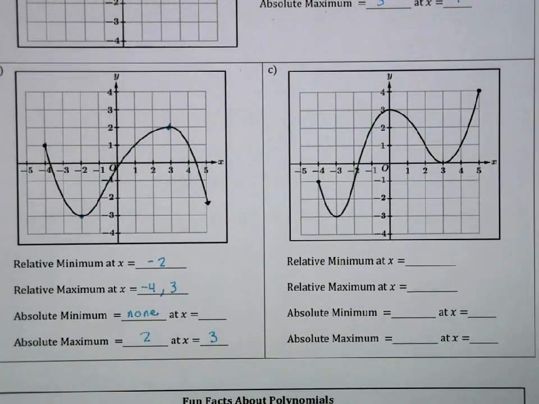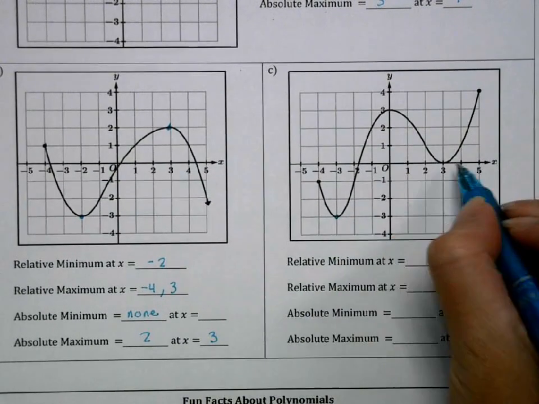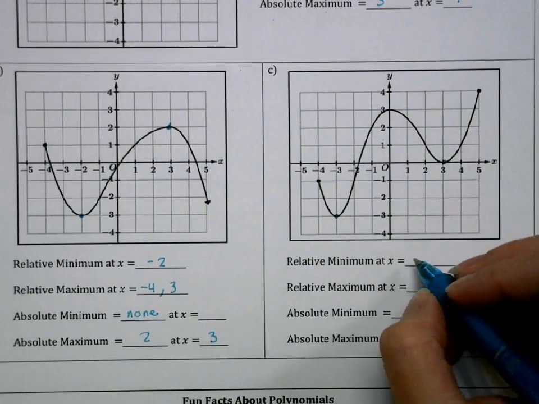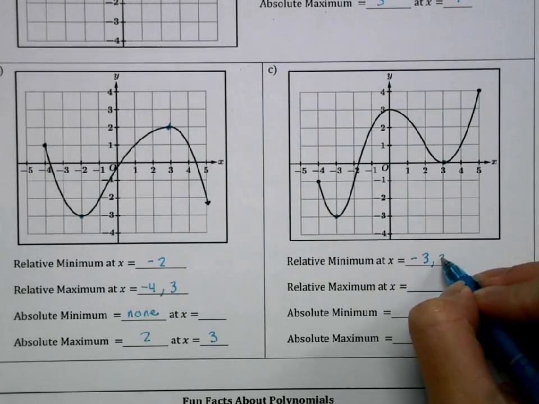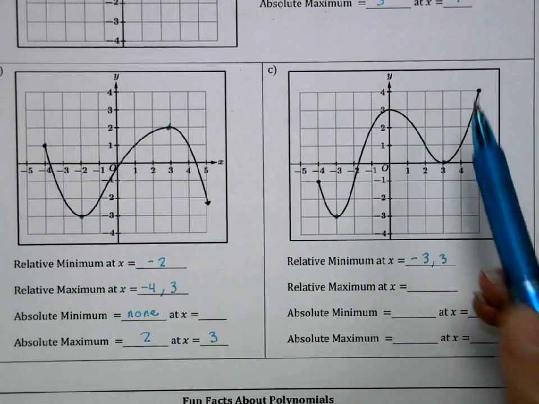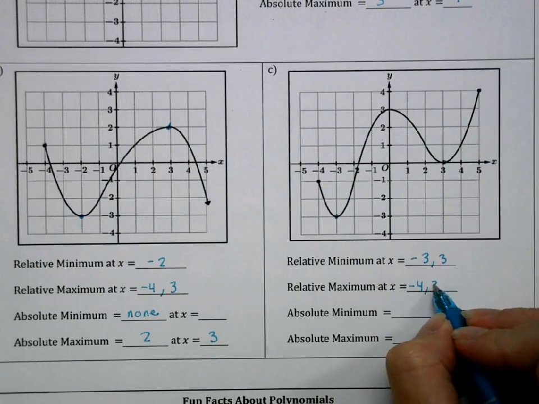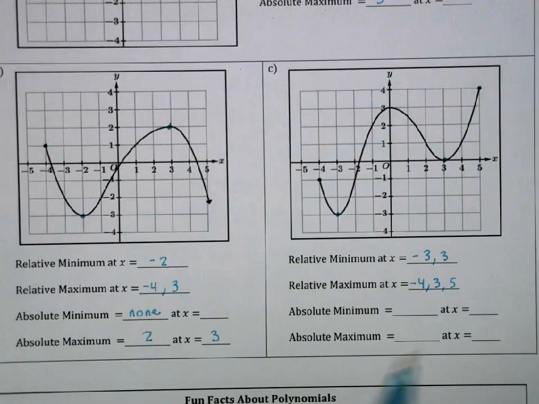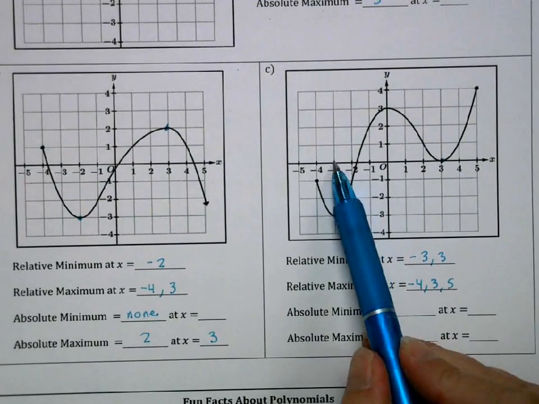Okay. So we have relative maximum or minimums here and here. So -3 and 3. Relative maximums, I've got this point, and this point. So -4, 3, and 5. And then the absolute minimum value, the winner of that prize is -3.